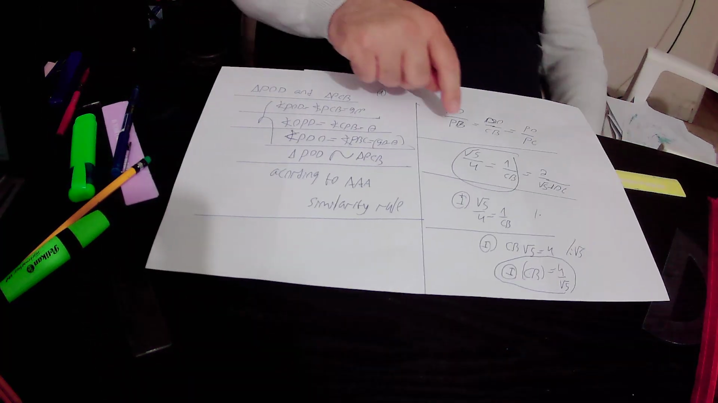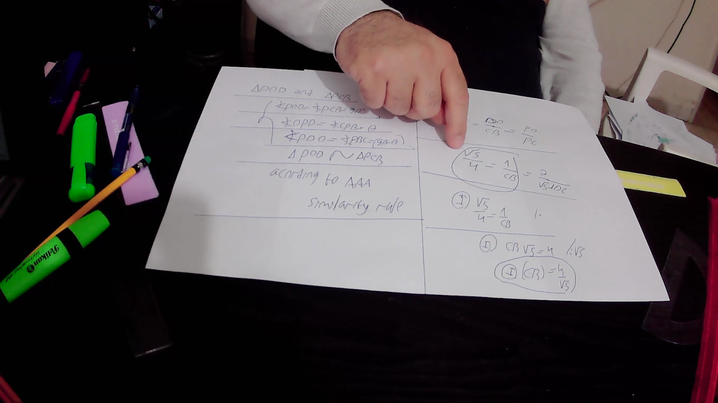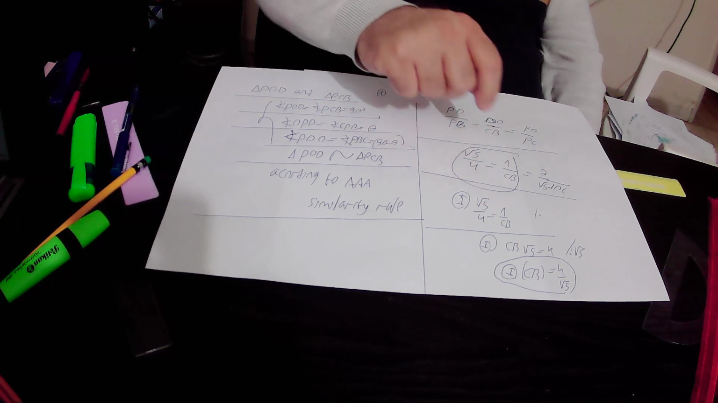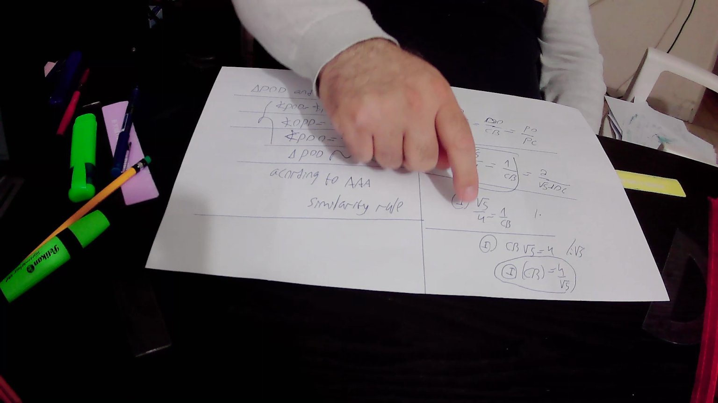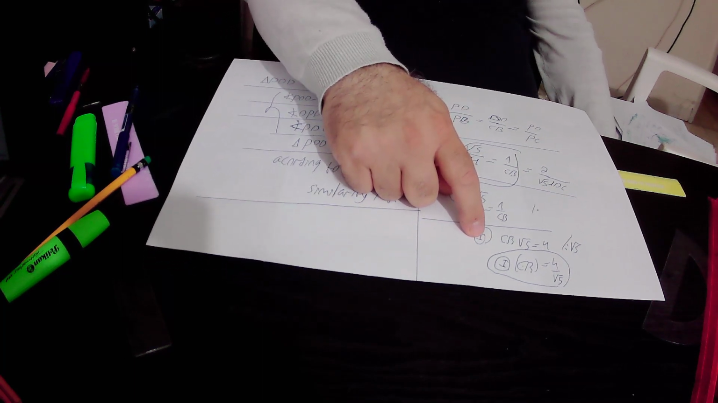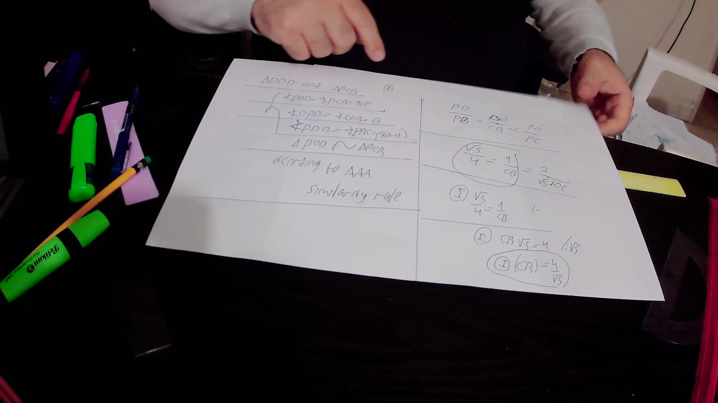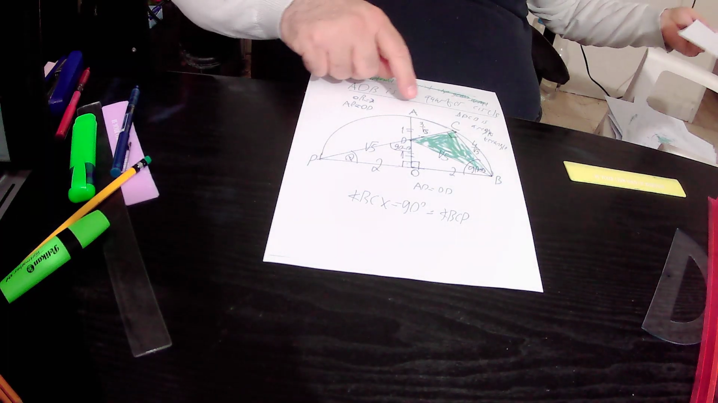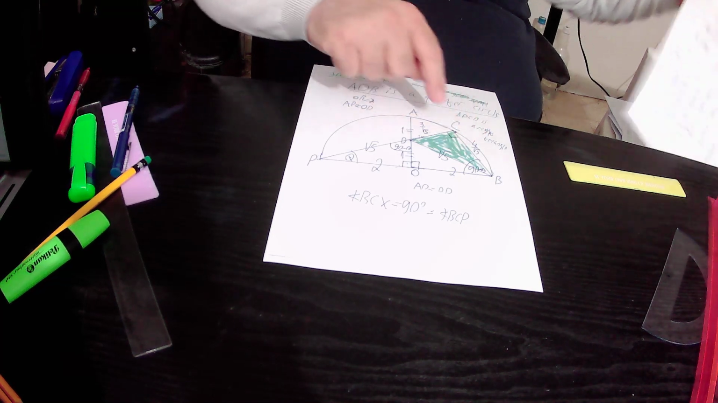From this big equation we derive the first equation: square root of 5 over 4 equals 1 over CB. We multiplied this equation and found that CB times the square root of 5 equals 4. We divided this equation by the square root of 5 and found that CB equals 4 over the square root of 5 units.